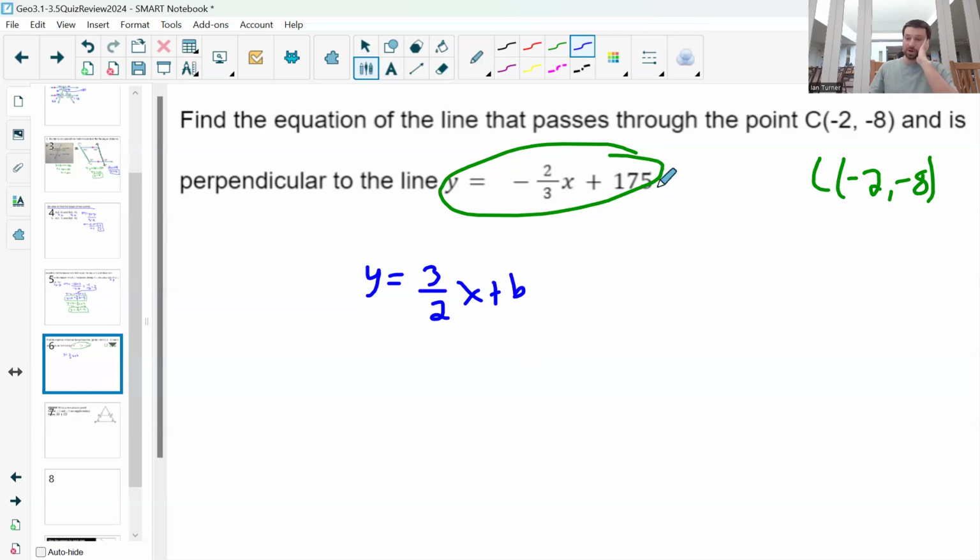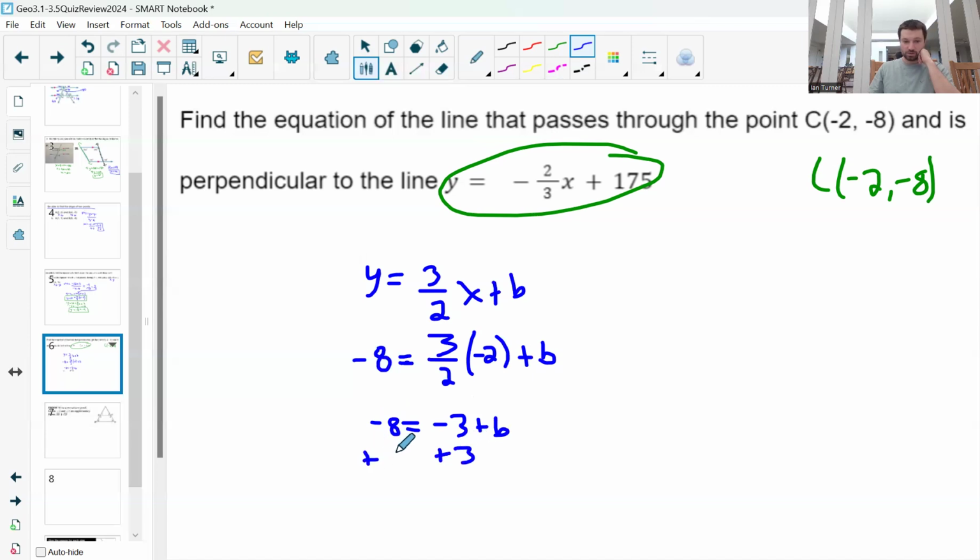We don't know what the y-intercept is, okay? We just don't. But we can figure it out. We're going to plug in our point, -8 for y, -2 for x, and solve for b, which is our y-intercept. So again, the 2's cancel, but don't forget this negative. So we get a -3 there. And then we're going to add that 3 to get b by itself, and we get b equals -5.